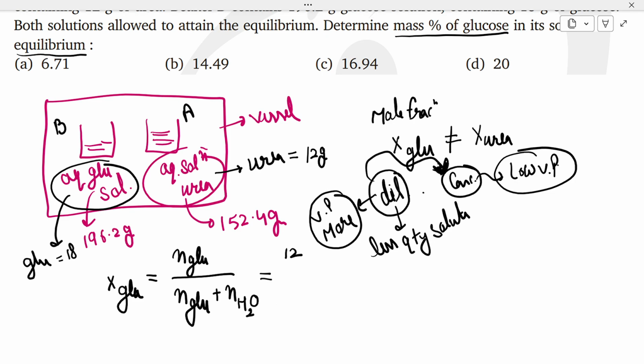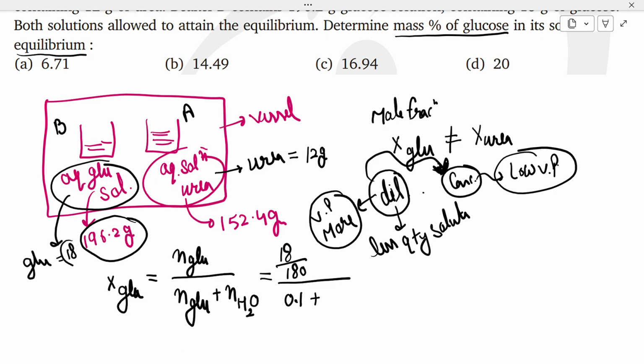Now the number of moles of glucose we can calculate. Mass of glucose is 18 gram, and the molecular weight of glucose is 180. So the number of moles of glucose will be equal to 0.1. Again, number of moles of glucose is 0.1 plus the moles of water.